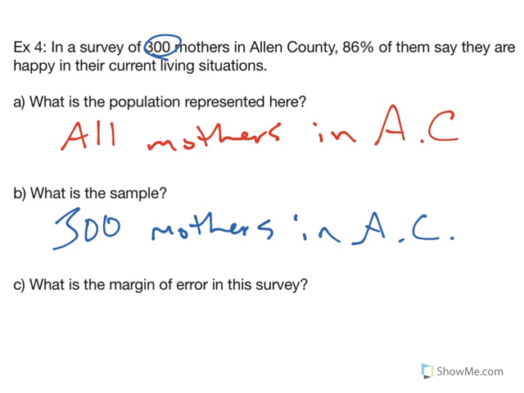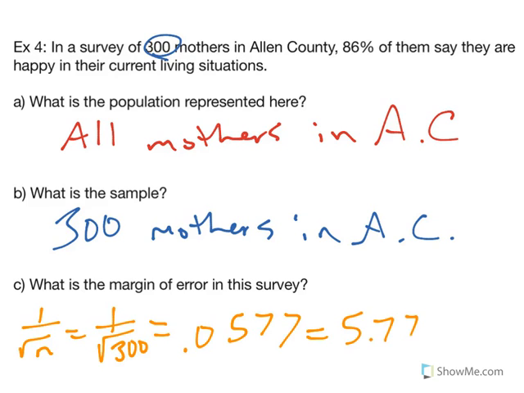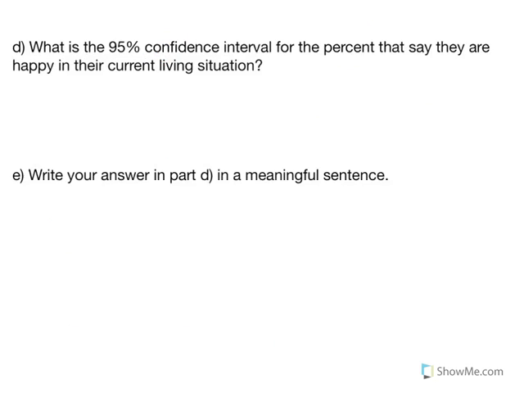Margin of error, 1 over the square root of n. My sample size is 300. 300 is a medium, right? It's not small, it's not 20, it's not 40, but it's not 4,000. So we would expect a medium range margin of error, and I get 0.0577, which is 5.77%. Right? It's not small, but it's not big. It's medium size. And just for reference, our estimate is 86%.